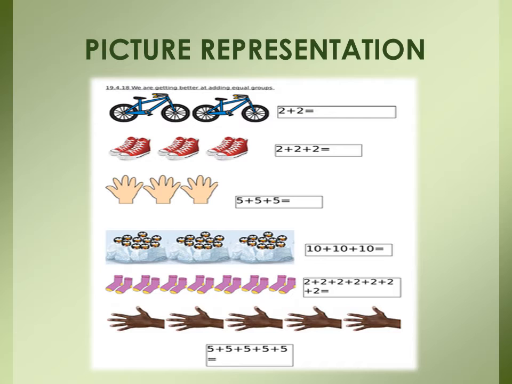The next picture is of hands. The first hand has 5 fingers, so we write 5. The second hand again has 5 fingers, so we again write 5. The third hand has 5 fingers, so we again write 5. So 5 plus 5 plus 5 comes out as 15.